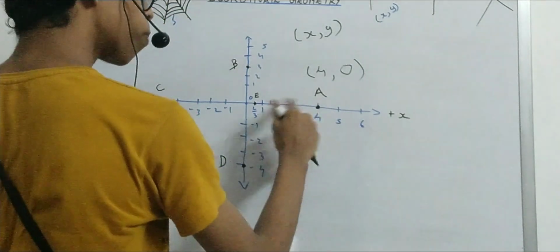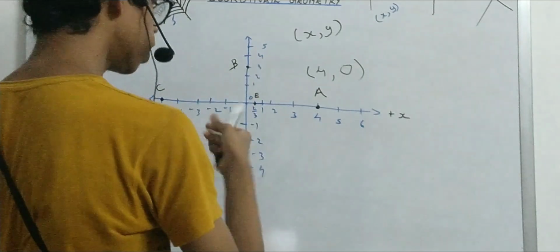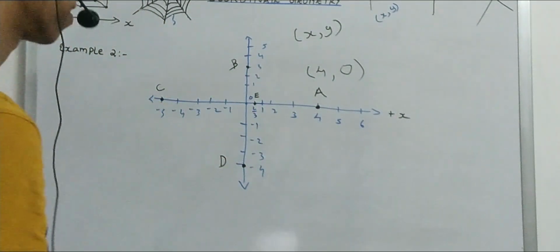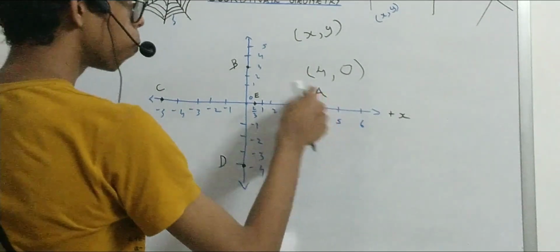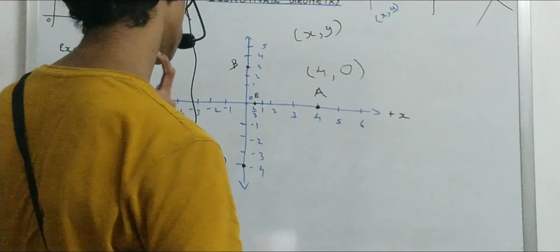Why? Because this point lies only in the x-axis. This point does not go anywhere in the y-axis. It is simply lying in our x-axis. So the coordinates of point A will be (4, 0). Okay, I hope it is clear.